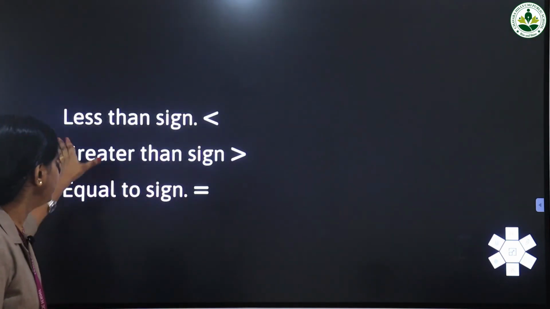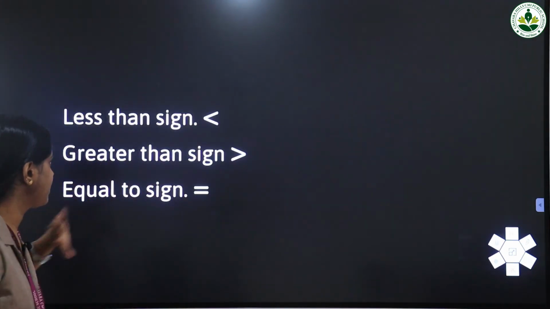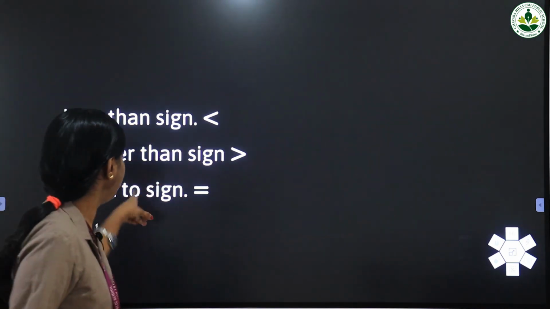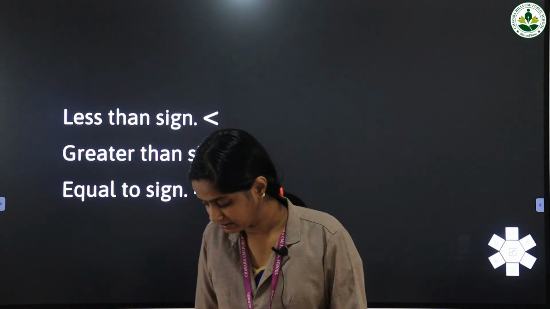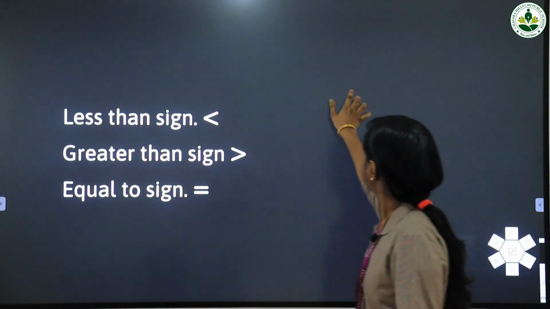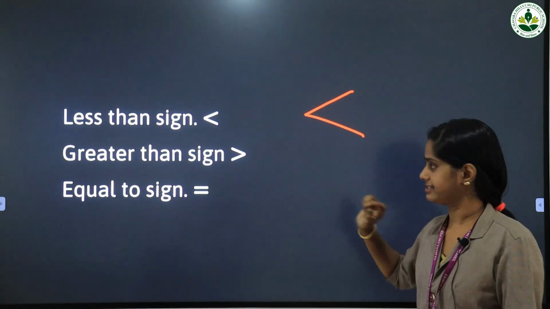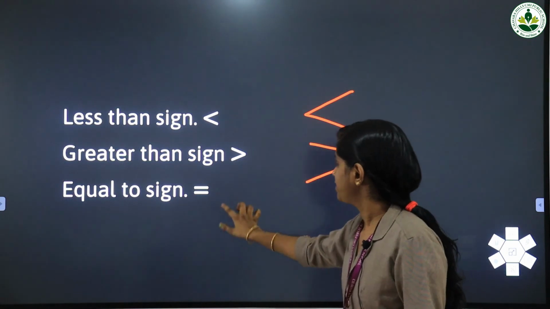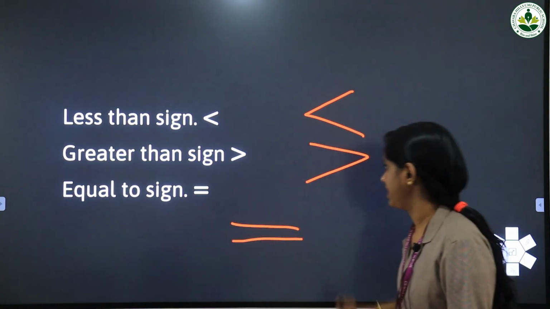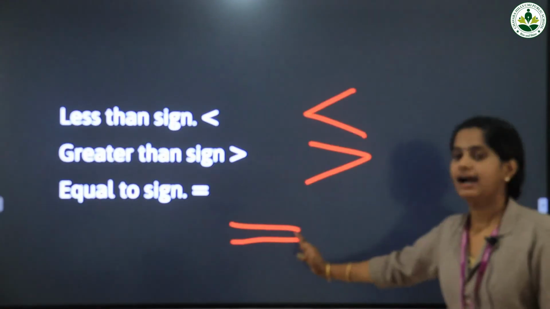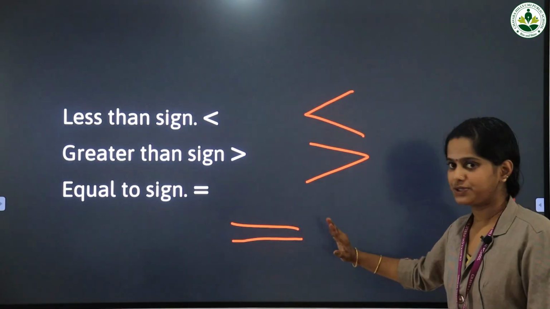Next, another section. Today we are going to learn about the less than sign, greater than sign and equal to sign. Look here. This is the less than sign, the greater than sign, and the equal to sign. We draw 2 lines. This is the less than sign, this is the greater than sign and this is the equal to sign.